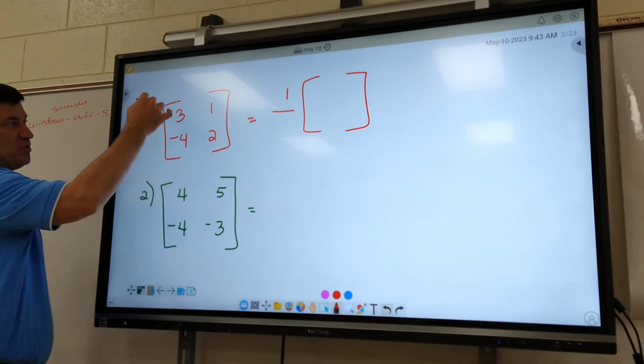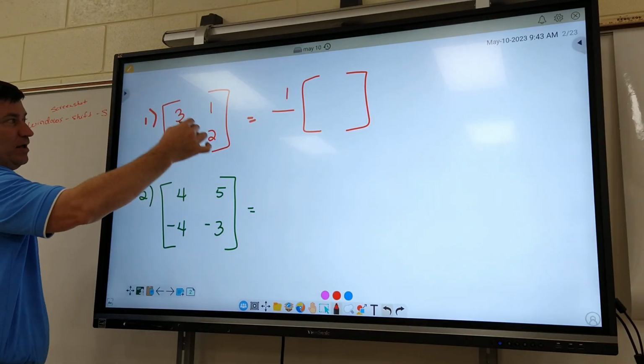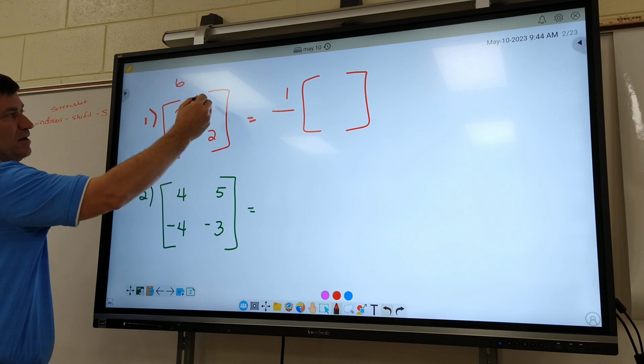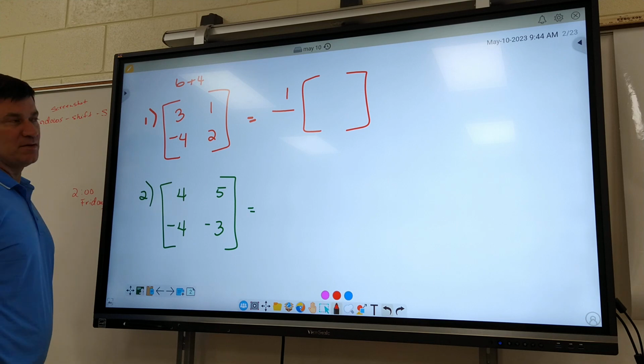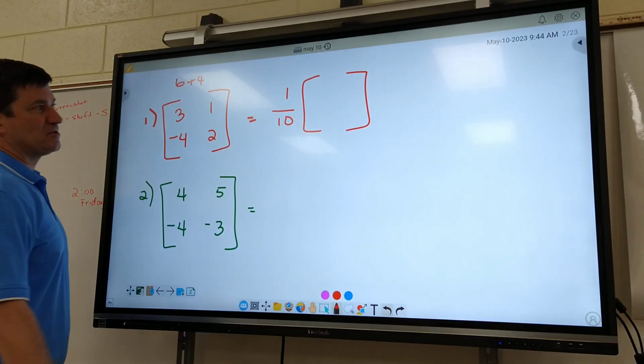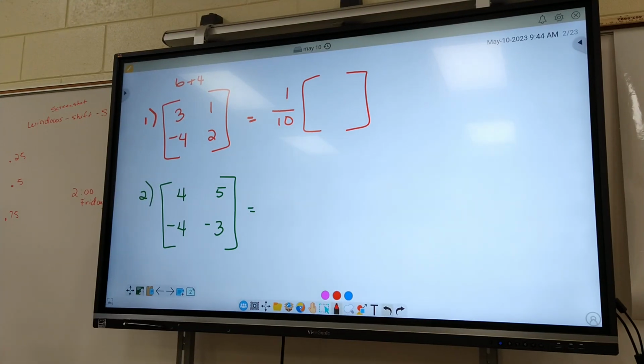Cross multiply. So you got to go left to right first this way. 3 times 2 is 6. Coming back, you got to flip your sign. So that'd be positive 4, right? 6 plus 4 is 10. That should go on the bottom of your fraction.